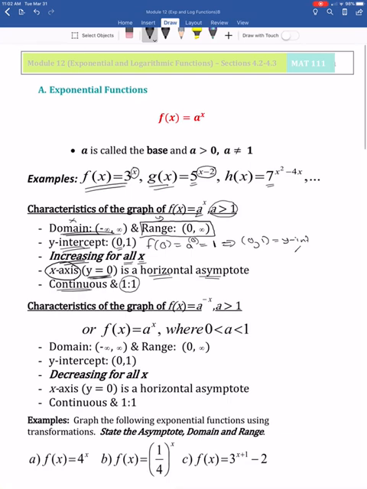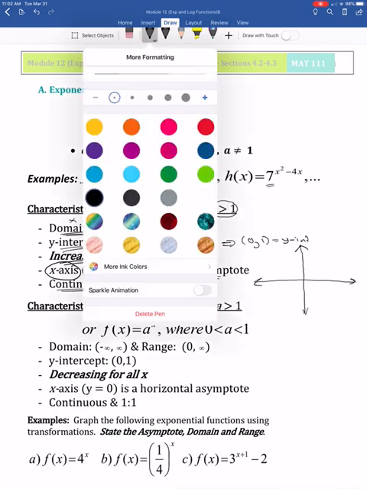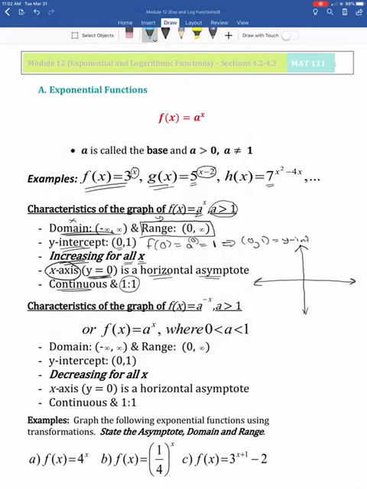So with that said, let's go ahead and look over here on the side at a sketch of a to the x, where a is greater than 1. I'm going to put it in blue, a different color. We've noticed we were given a horizontal asymptote here at the x-axis. I'm going to go ahead and draw that in here. So y equals 0 is our horizontal asymptote. We have a y-intercept at the point (0, 1).